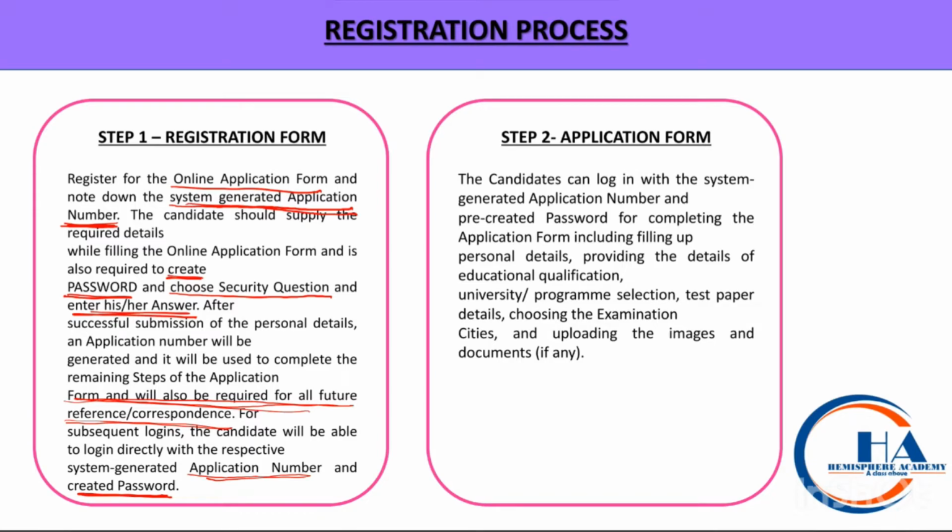Okay guys, so moving on to step 2, that is the application form. The candidate can log in with the system generated application number and pre-created password, as I told you guys, for completing the application form. Okay, so this form will be asking you all your personal details, the details of educational qualification as required, university program selection, test paper details, choosing the examination cities, and uploading of images and documents, and so on, as required.